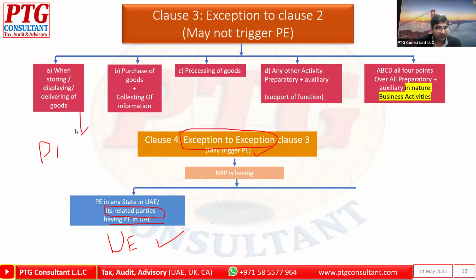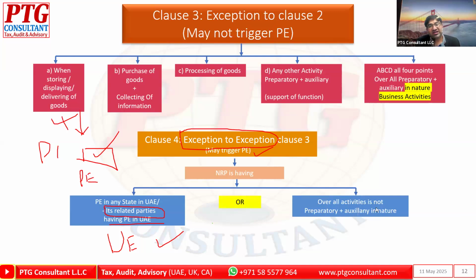Just understand this part. They are storing the goods, but then they are selling to a related party. Standalone is not PE, but here it is a PE, because they are selling to a related party. This is the concept of PE. How? Because the tax authority assumes that you are splitting the transaction to take advantage of taxation. So now this is an exception. Even if you are only storing, but you are selling to your related party, now you fall under PE.